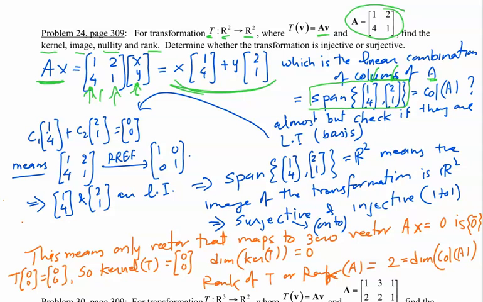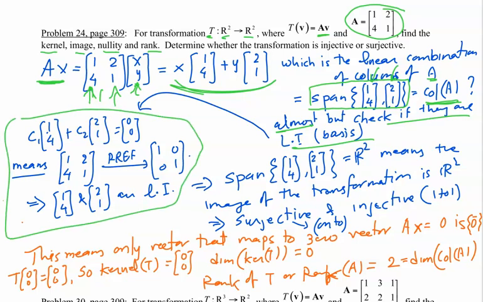Otherwise, if you have extra columns there, it doesn't change anything, but they are not a proper basis for that space, because a basis has to be linearly independent. I just wrote this down, and this is almost the column space of A, but check if they are linearly independent. So I put c1, c2, and the linear combination has to be 0. For that, every c1 and c2 has to be 0.